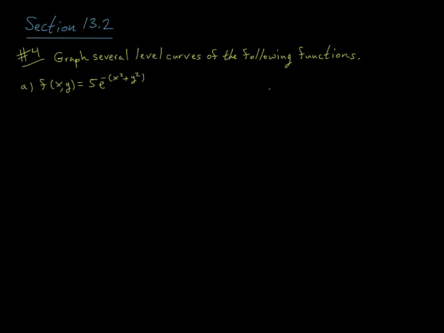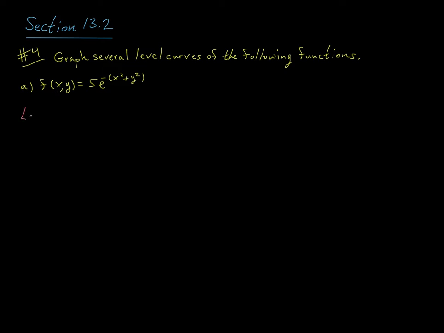In this video in section 13.2, we're going to get into some more examples looking at level curves of various functions. So here we have problem number 4, where we're asked to graph several level curves of the following functions. Starting with part A, we have f of x, y is 5 times e to the negative quantity x squared plus y squared.